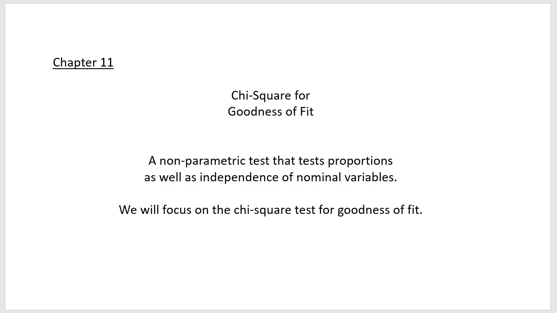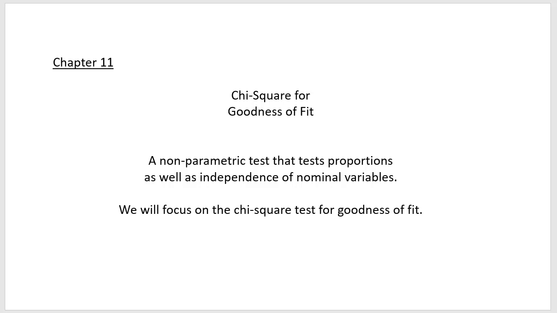All right, here in chapter 2, we're going to look at the only non-parametric test that we're going to be looking at, called the chi-square test, and specifically we're doing the chi-square for goodness of fit. There are two chi-square tests in this chapter. One is a chi-square test for goodness of fit. The other is the chi-square test for independence.